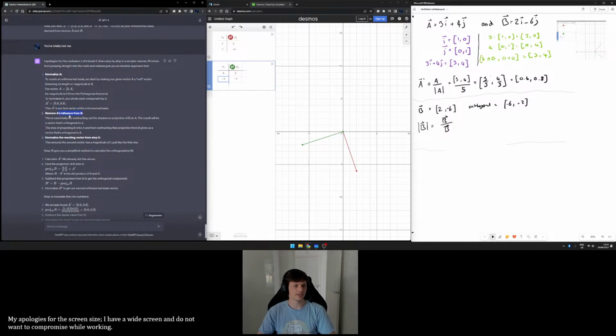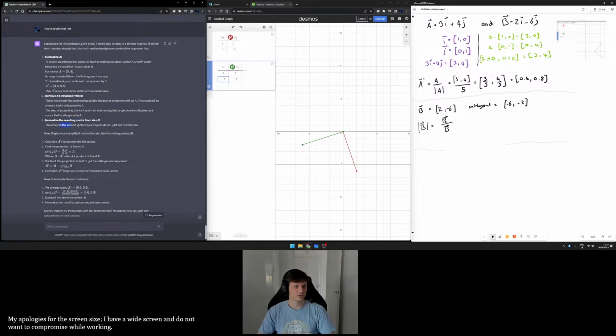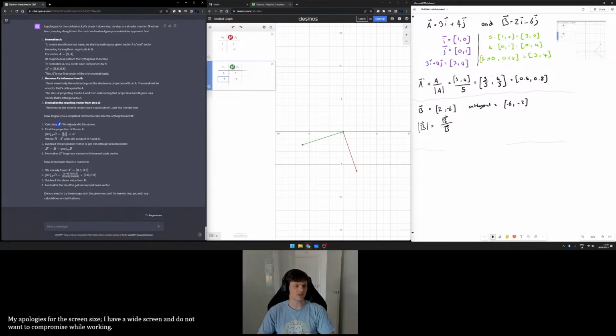Remove A's influence from B. This is essentially like subtracting out the shadow or projection of B on A. The result will be a vector that's orthogonal to A. The step of projecting B onto A and then subtracting that projection from B gives us a vector that's orthogonal to A. Normalizing the resulting vector from step 2 ensures the second vector has a magnitude of 1, just like the first one. Now I'll give you a simplified method to calculate the orthogonalized B. Calculate A prime. We already did this above. Find the projection of B onto A. It's B times A divided by A times A.